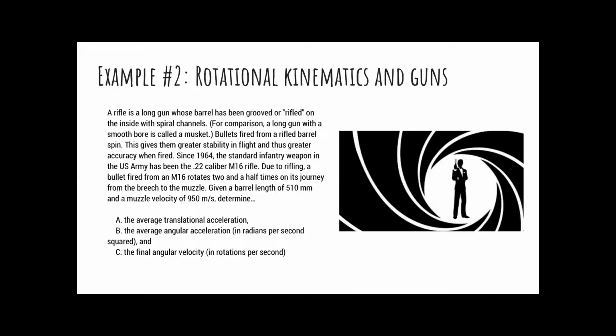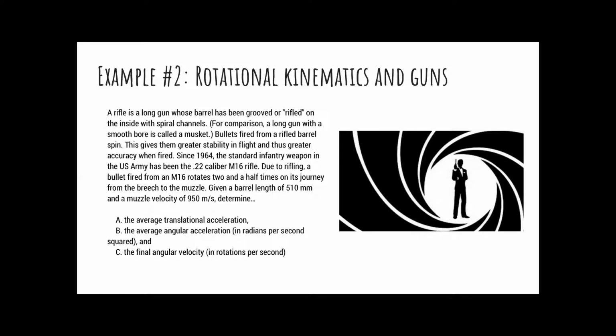So the second example talks about rotational kinematics and how that's related to guns, because that's an interesting topic at this point. It talks about how a rifle is a long gun whose barrel has been grooved, or rifled, on the inside with spiral channels, which basically allows the bullet to rotate while it's coming out of the chamber. Bullets fired from a rifle spin. That's kind of what they were trying to say. And the rest of the stuff is fun facts, so we'll just skip to the question real quick.